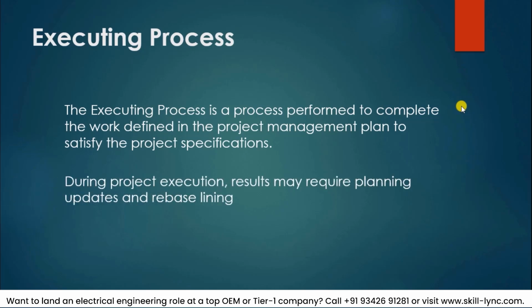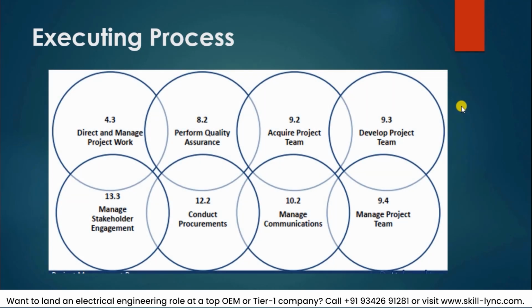Then again, in the project execution, we have to produce results, and these results may require planning and updates of the base action. So here in the execution process, the different knowledge areas that are called for are direction and management of the project work, performing quality assurance, acquiring a project team, developing the project team, managing all the stakeholders, conducting all the different procurements based on your budget and time, managing the communication between your stakeholders, be it internal or external, and also managing the project team.